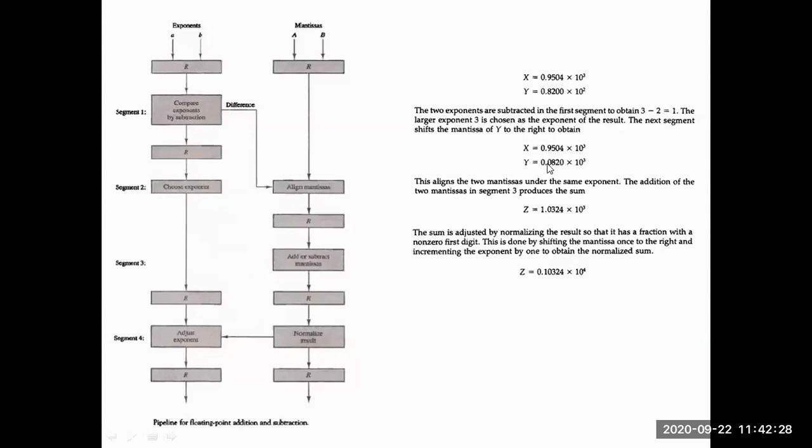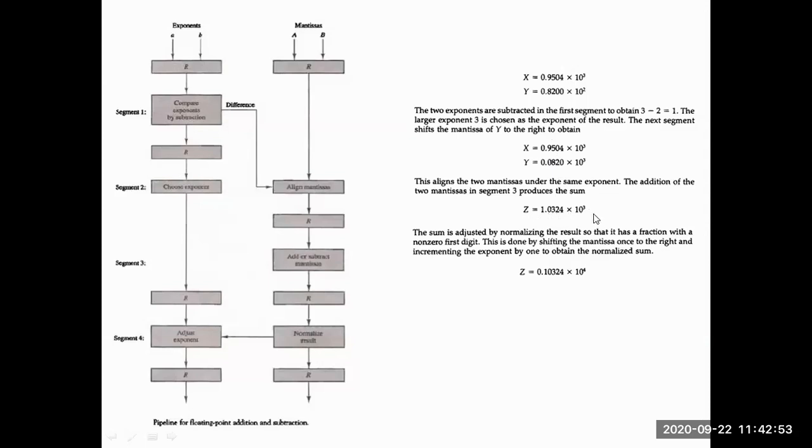So once this alignment of mantissas is done, now we can easily add or subtract. The answer will have the same exponent, and the mantissas will be subtracted or added, whatever we need. So if we have to perform an addition, for example, we will directly add this and this. When we add these two, we get this.